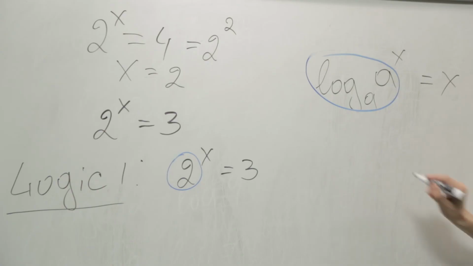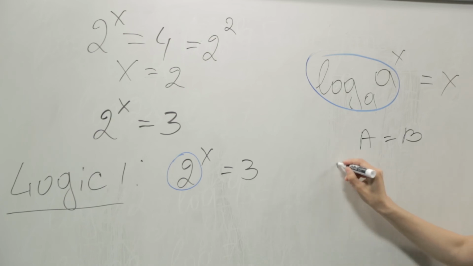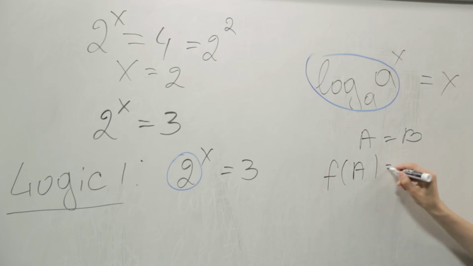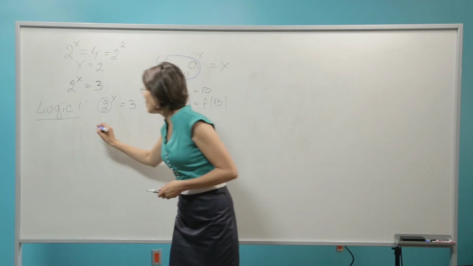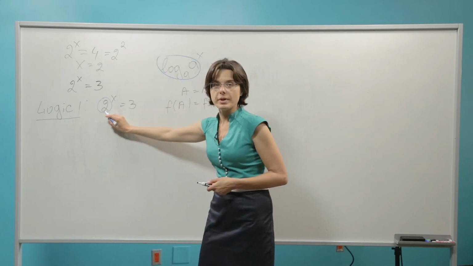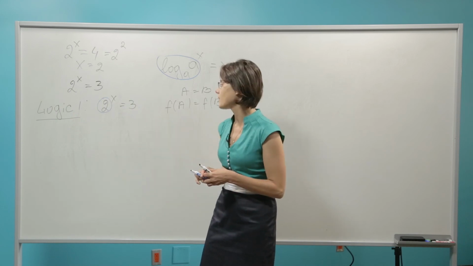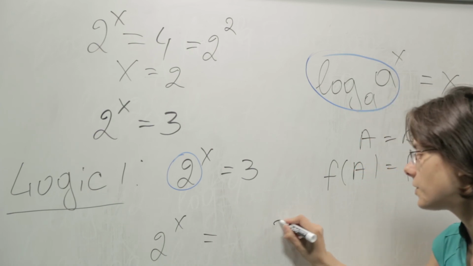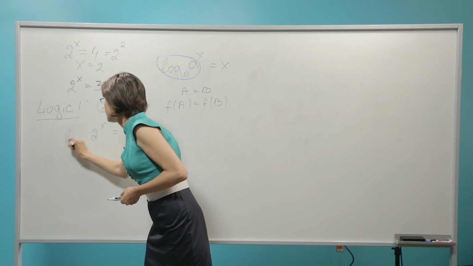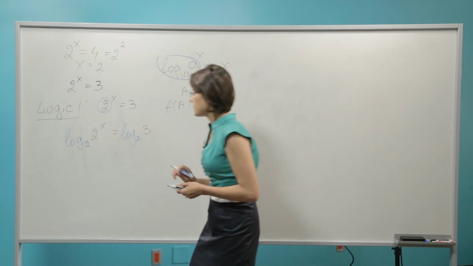Right? Do you agree that if a is equal to b, and if I use the same function on both sides of this equation, the relationship still remains the same? And this is what I'm going to do now. I'm going to take the logarithm with base 2, because I have an exponential function with base 2, on both sides of this equation. So I have 2 to the power of x equal to 3, and I'm taking the logarithm with base 2 on both sides of this equation.